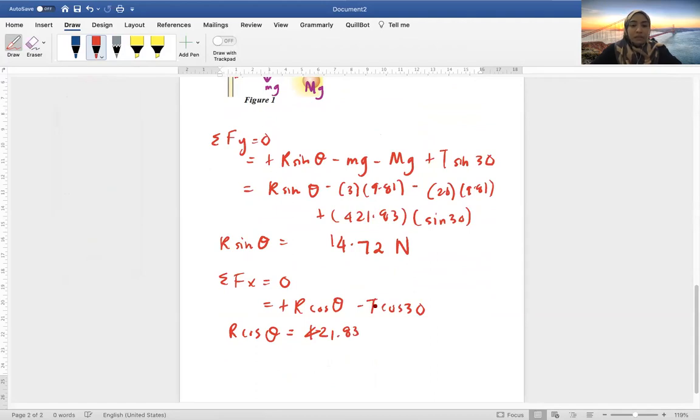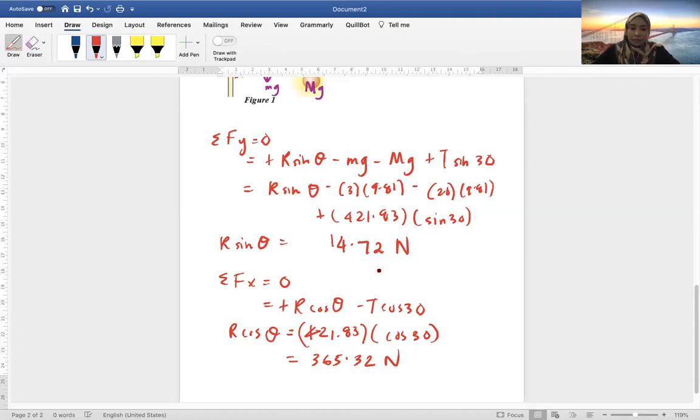421.83, that is my T, right? We already solved for T earlier. Times cosine 30. So that is equal to 365.32. Right? Okay, thank you. That is in Newton.